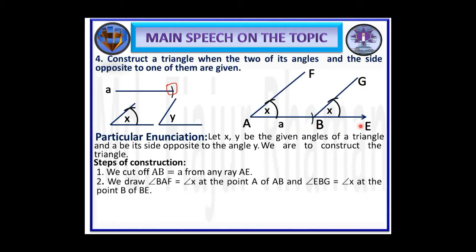Step 2. Why have we drawn the same angle at the points A and B? Because of drawing each, we will get alternate angles, making two parallel line segments AF and BG. To draw these parallel line segments AF and BG, we have drawn the same angles at the points A and B equal to angle X.